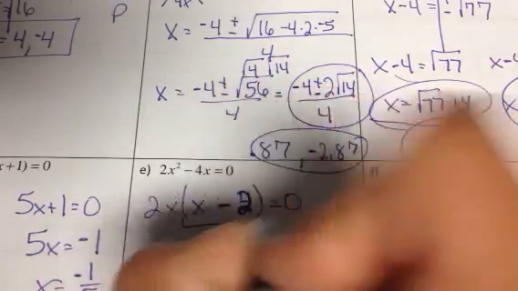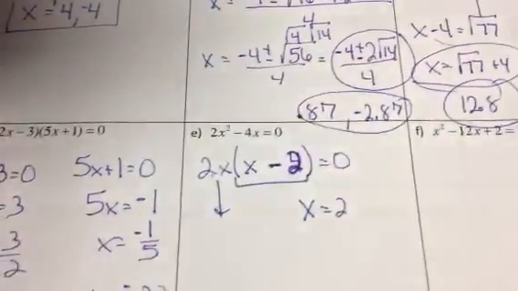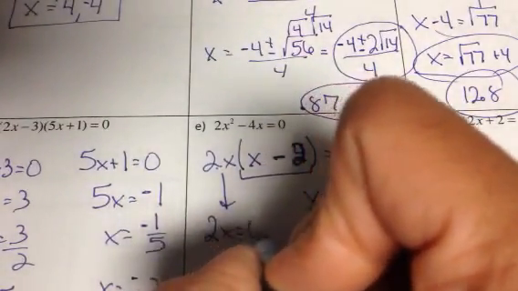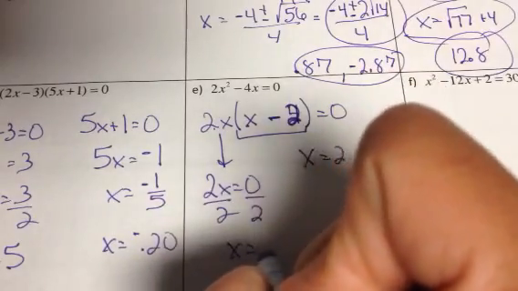And then you can set these equal to 0. So what makes this equal 0? That's pretty simple. That's 2. If you don't see what makes that equal 0, set it equal to 0. To solve for x, I need to divide by 2, and you're just going to get 0.